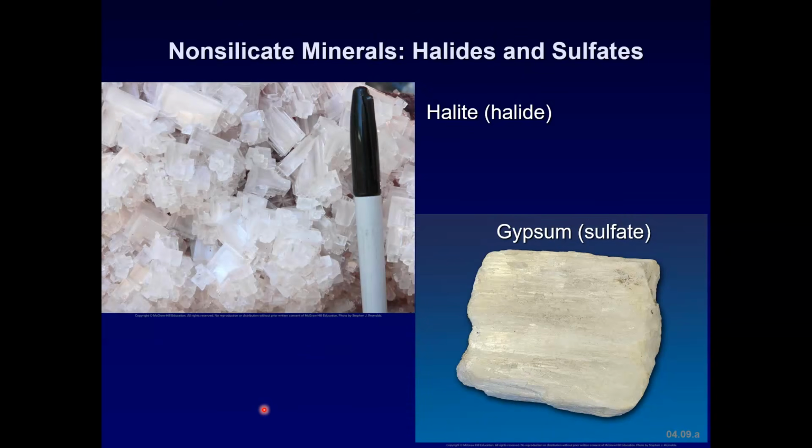Halides and sulfates here. So halite is a halide. Gypsum, that's calcium sulfate with water as well contained in that. Halides formed from the evaporation of salty water. Gypsum forms similarly to halite, but it can also precipitate within veins in a larger rock as well.